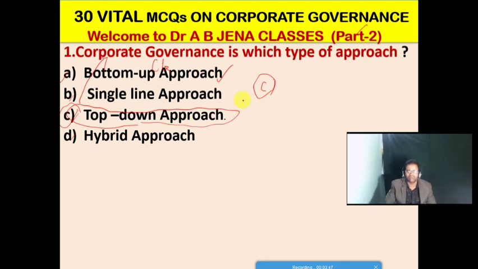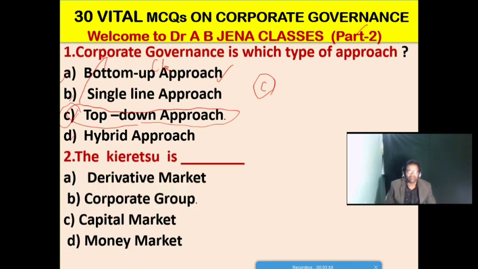Next MCQ: Keiretsu is a what? A, a derivative market, B, a corporate group, C, the capital market, D, the money market. Friends, B is the right option for this MCQ. Keiretsu is a corporate group. This is a Japanese concept, and it is very important and vital from the point of view of corporates or companies. In a separate video we will discuss the Keiretsu concept in detail.